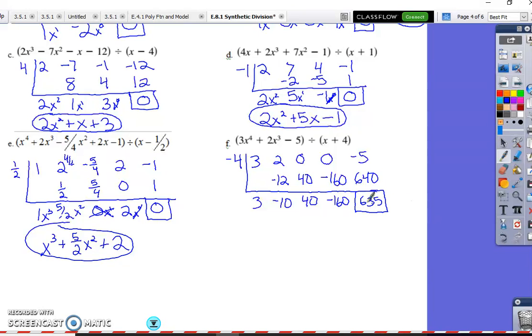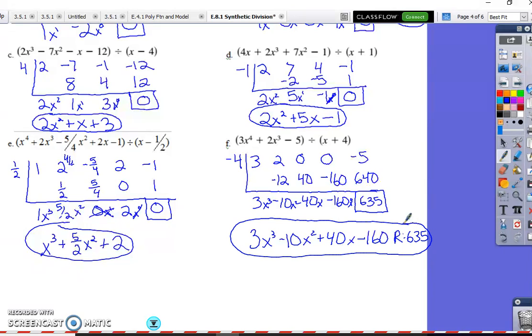Okay, there's my remainder right there, a big remainder. That doesn't mean you did it wrong. That just means that it didn't divide very well. Okay, so there's my remainder. This is my x to the 0 term. This is my x to the 1 term, my x to the 2 term, and my x to the 3 term. Okay, so writing my answer is 3x to the third minus 10x squared plus 40x minus, again, you don't write the x to the 0, so 160, with a remainder of 635. So that is my answer to this problem here.